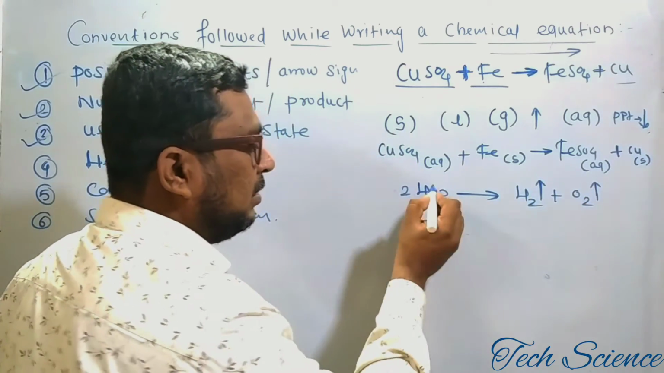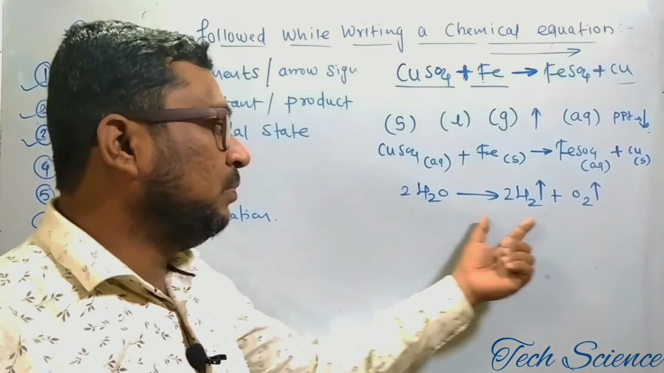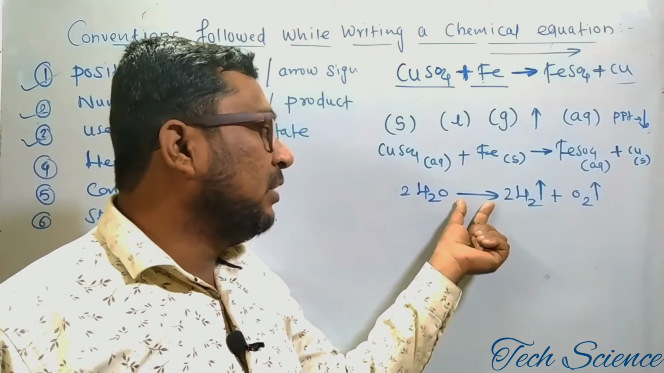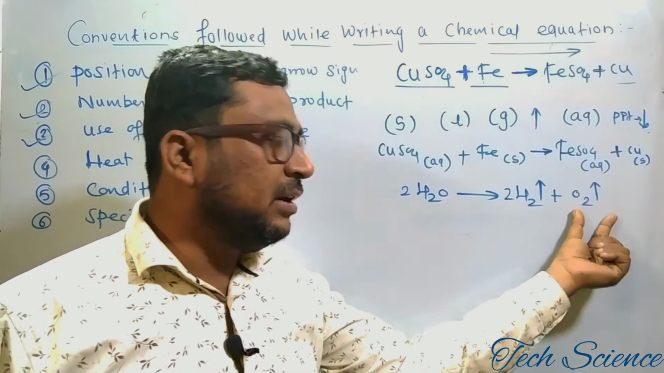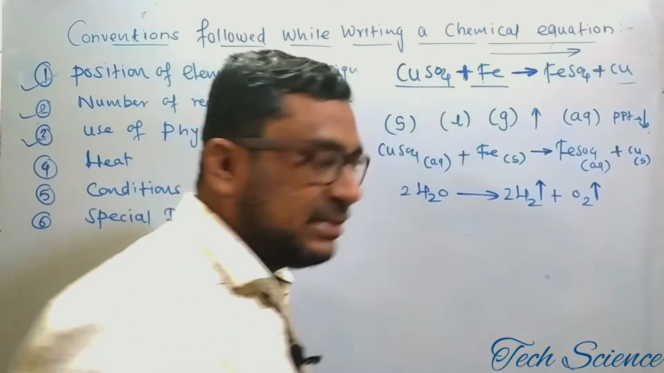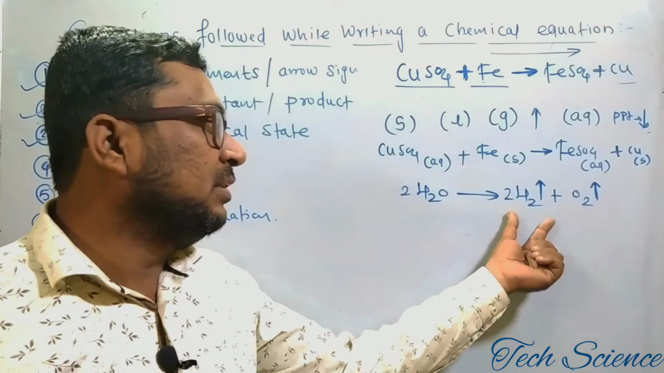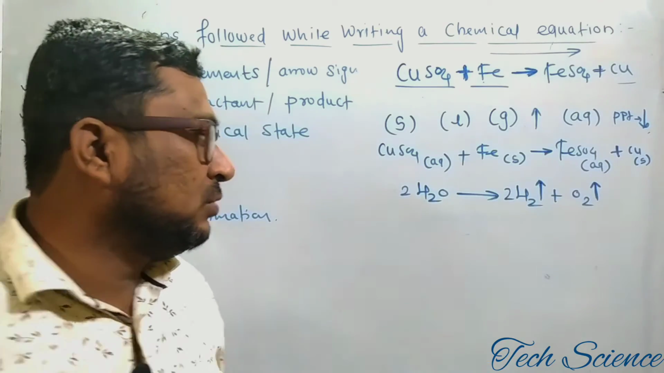If you have to balance this, you can balance it very easily. 2H2O gives 2H2 plus O2. After passing the electric current, you get a liberation of hydrogen gas and oxygen gas. So this upside arrow indicates liberation of gases. This is the second thing. So you can mention their physical state also.